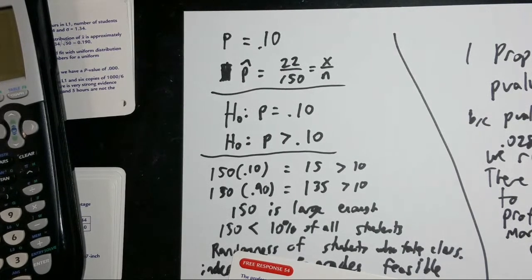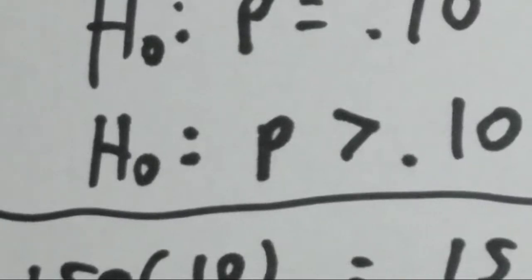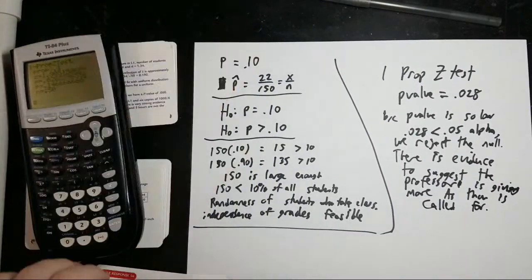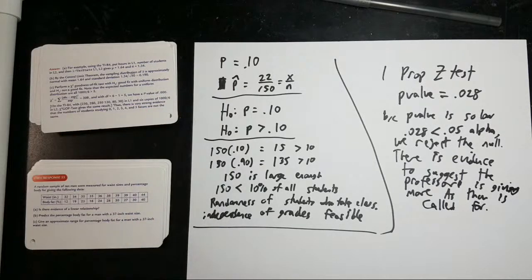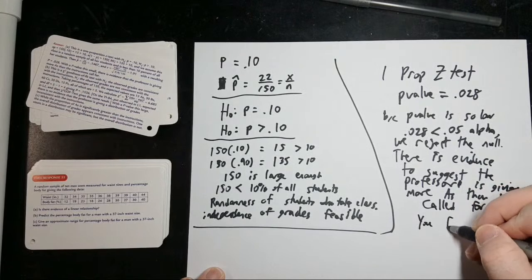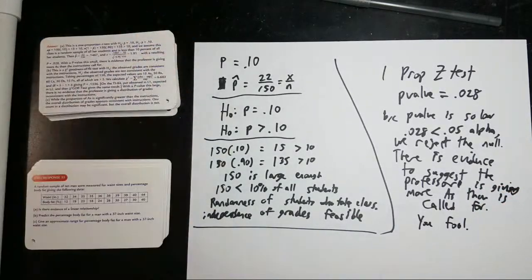My handwriting is atrocious today. You can't even see what I'm writing. Did I not zoom out far enough? Come on, you. There we go, much better. That was terrible for a second. My handwriting is atrocious today, and I apologize for that. You fool. There we go.